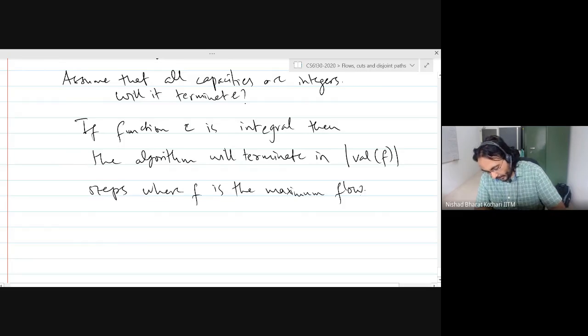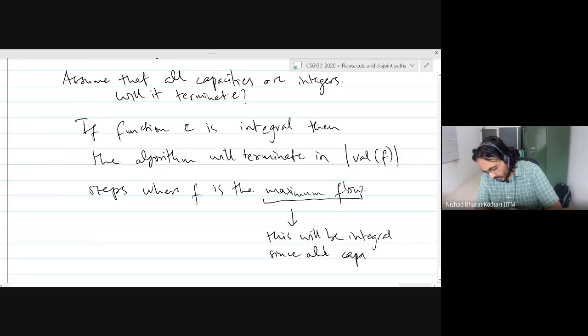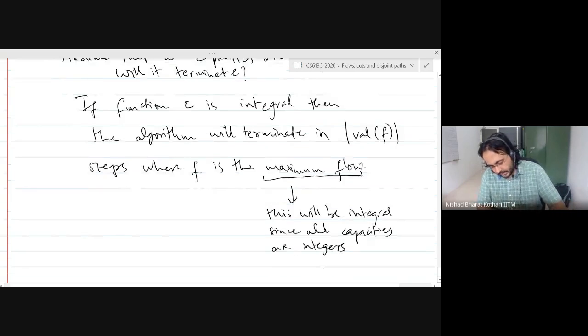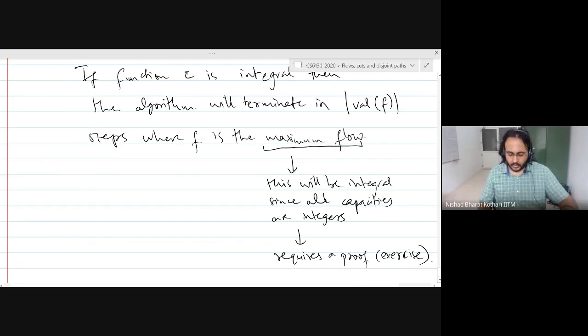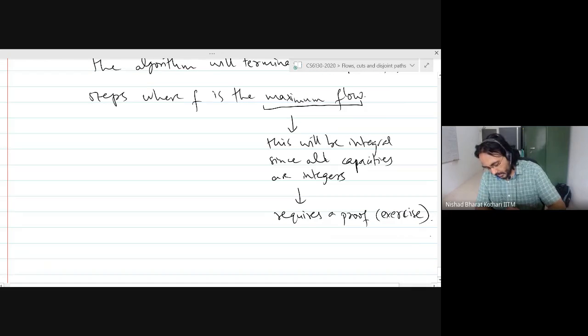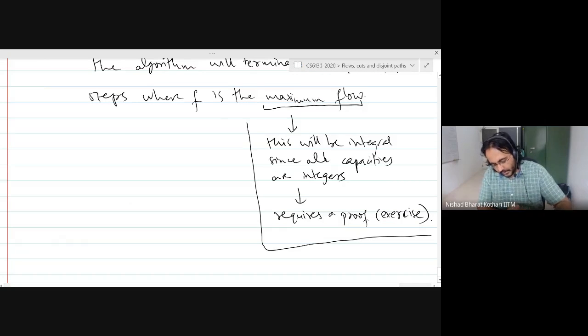And another point that should be noted is that this will be integral. The maximum flow itself will be integral since all capacities are integers. This is not obvious. This requires a proof. And that is an exercise. It may or may not be on your assignment again. Okay? But for now, trust me and think about it later. Okay? And the proof is very similar to things we have already proved.